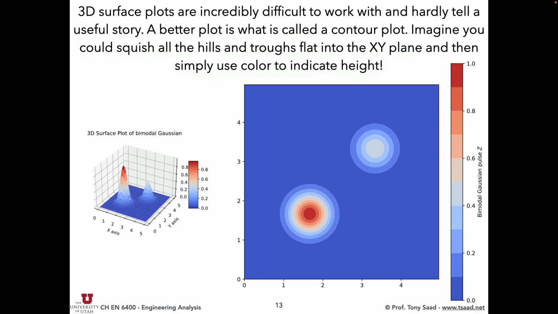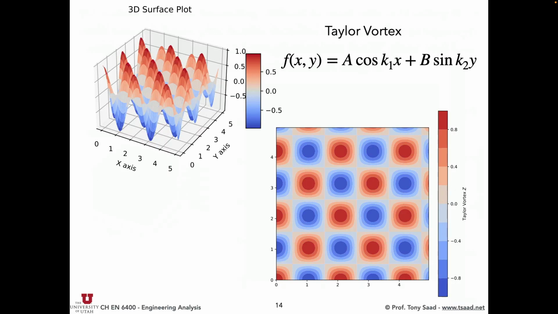I'd rather have no documentation of a function than a crappy written or undescriptive documentation of a function. Okay? Same thing here. This is another function. Now look at this, it's called the Taylor vortex. This is the stream function of the Taylor vortex. We will learn these words also.